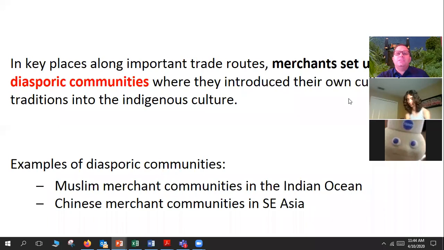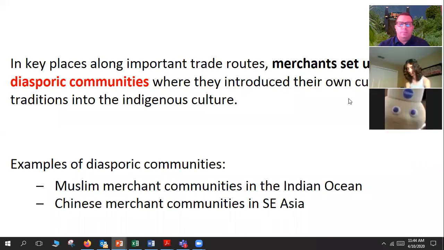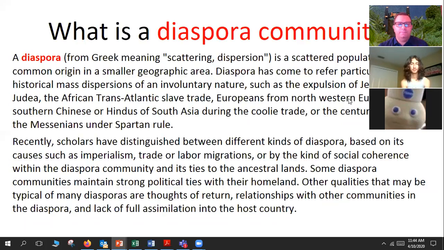And so these diasporic communities, all the different ones that I've mentioned, are what is going to lead to syncretism, okay? Because they are introducing their own culture and it's mixing with the traditional culture. And so examples that we talked about today include the Muslim areas, particularly along the African coast, as well as China moving down into Southeast Asia, okay?